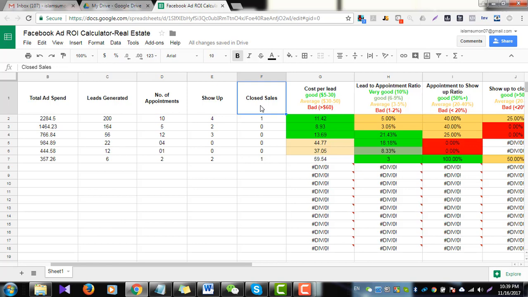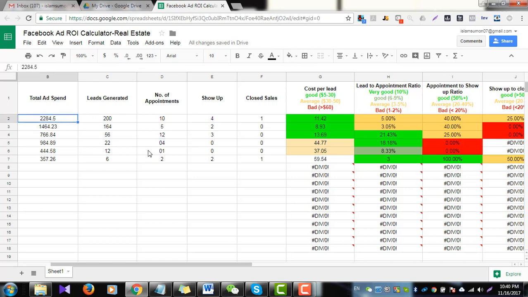But I understand, once again, that it's not that straightforward in the real estate industry. Only a very small percentage of people will come for appointments. A majority of them will not even close in the first few weeks or months, or it may take a longer time. But this is a tracker for tracking the immediate results that you are generating. The long-term sales will be an added bonus and will not be tracked here.